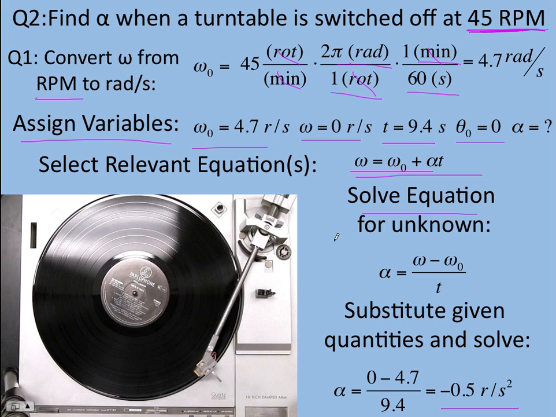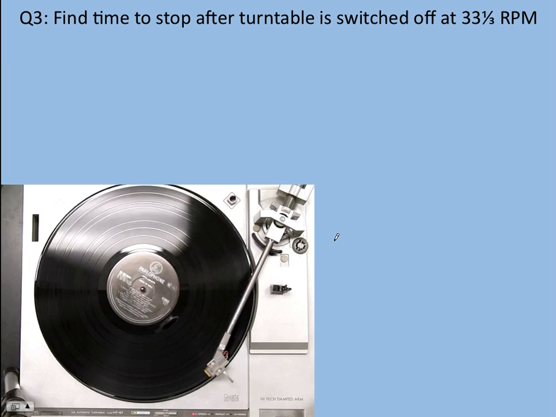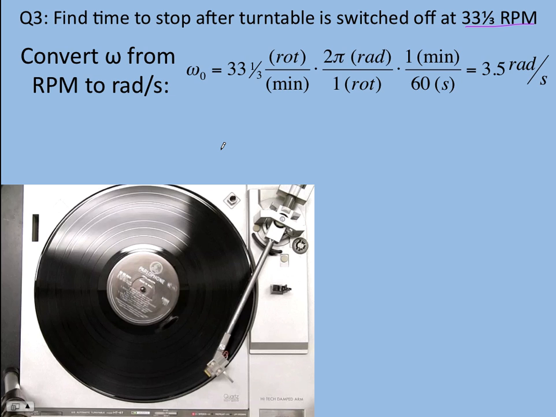So let's do a different one now that we know alpha. What if we turn the turntable off when it's going a different speed? How long will it take to stop? We'll have it going 33 1/3, and we will turn it off, and we're going to try and predict the time to stop. First, we know we need to convert to radians per second. So try that on your own. Pause the video, and then we'll go through it. Okay, we're back. Hopefully you did that. We went through it in detail before, so take some time to look at that if you had trouble. But it comes out to about 3.5 radians per second.